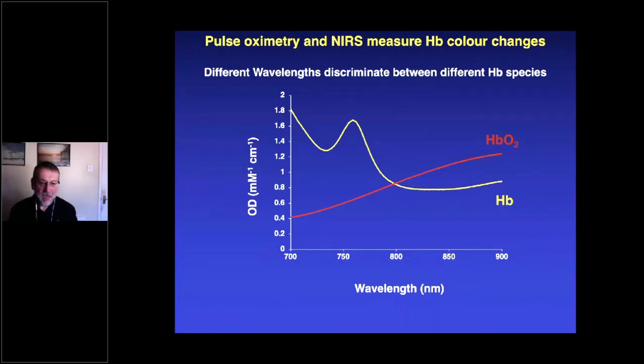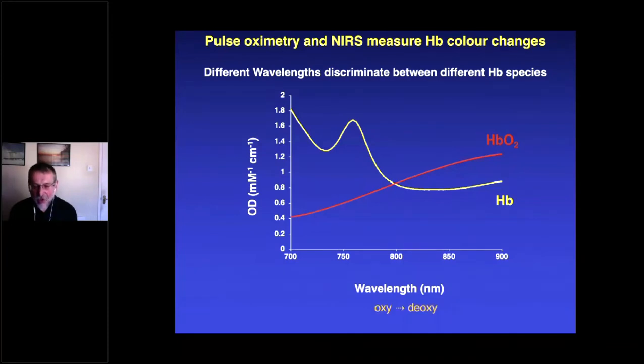Now, how do you measure color changes? How do you convert a color change, and by this I mean an optical density change, how much light is absorbed, on the y-axis of this graph? How do you measure that with near-infrared spectroscopy? Well, you take advantage of the fact that different wavelengths absorb light differently for oxy and deoxyhemoglobin.